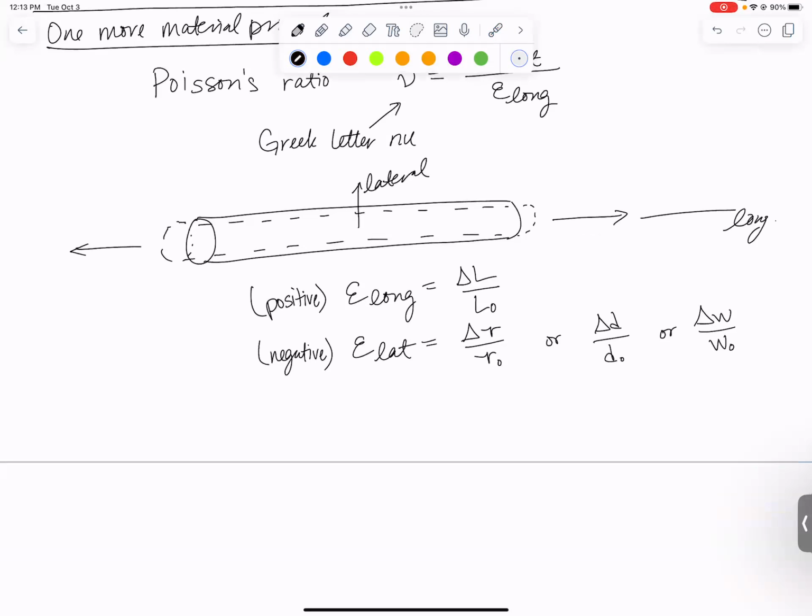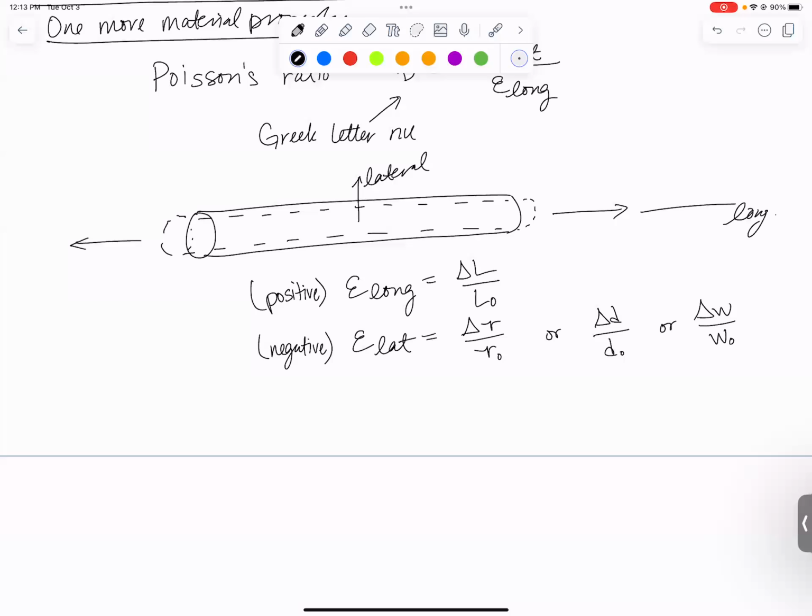And it turns out that Poisson's ratio is dimensionless, because it's a dimensionless number divided by a dimensionless number, which is really dimensionless. So nu is dimensionless. And it has to range in value from 0 to 0.5. And is usually around 0.3.